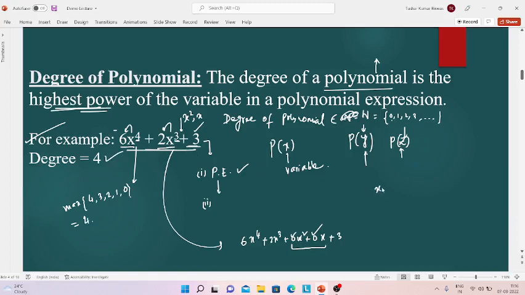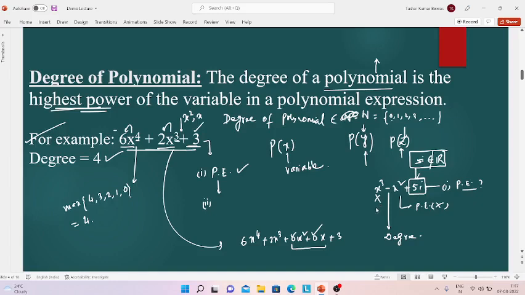Let me discuss another example, suppose x cube minus x square plus 5i. Can you tell me what will be the degree of the expression? First we have to check whether this expression is a polynomial expression or not. Here the constant term is 5i, which does not belong to the real numbers, right? Since this is not a real number, we cannot say this is a polynomial expression. So we will not move to the second step, which is finding the degree of a polynomial, right? We should not find the degree of this expression.